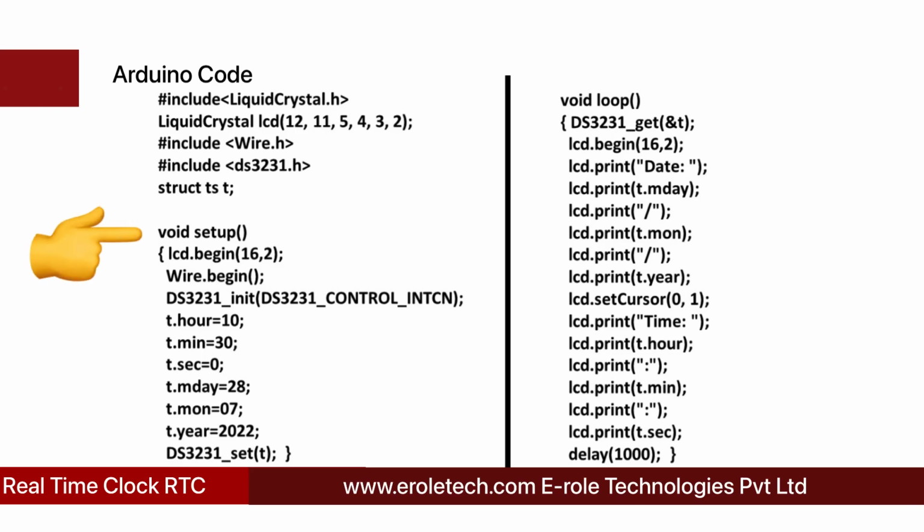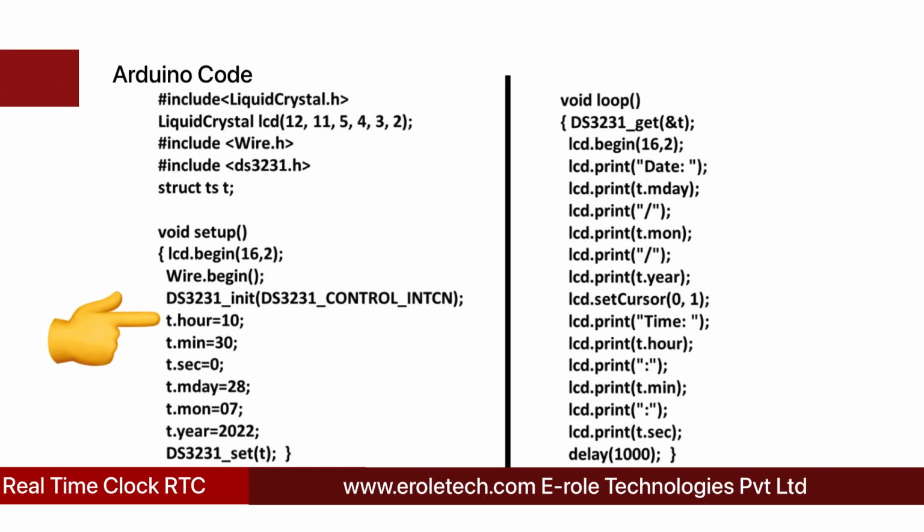Void setup is a function in which we have initialized the LCD. LCD.begin(16,2). It means we are using 16 columns and 2 rows of the LCD display. Wire.begin will initialize the I2C pins. DS3231_init(DS3231_CONTROL_INTCN) will initialize the RTC.